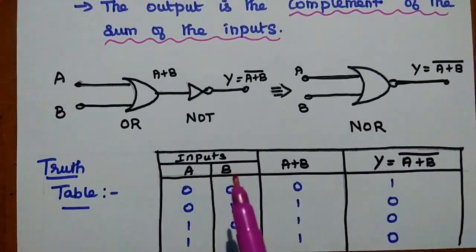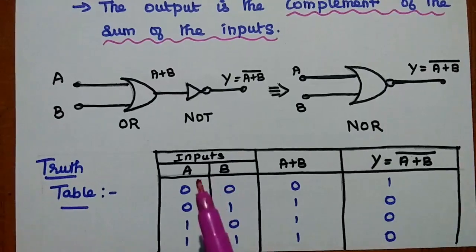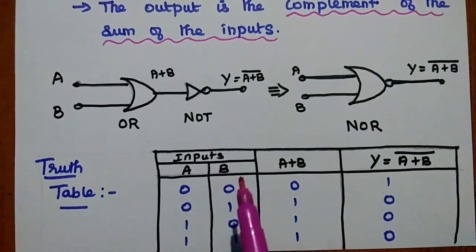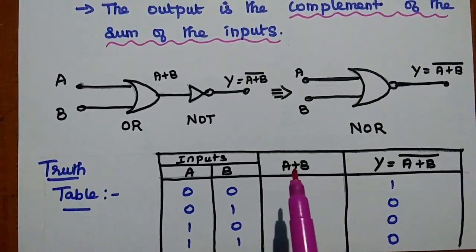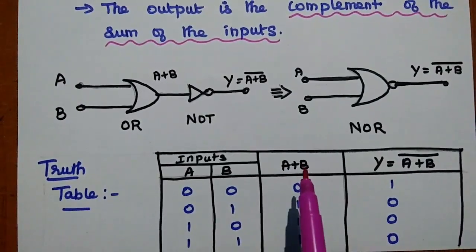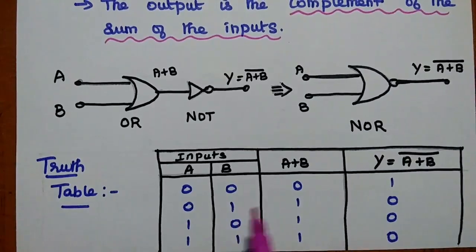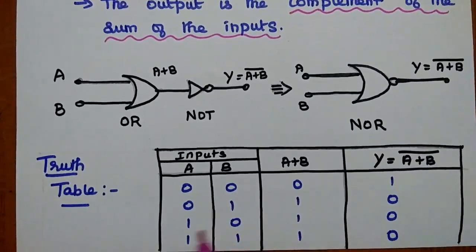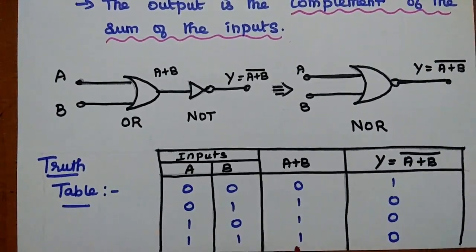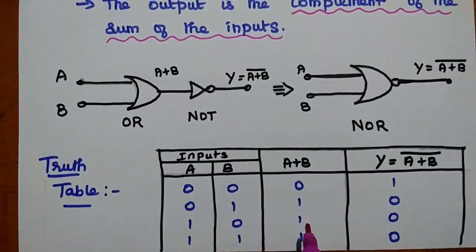The truth table for this NOR gate is: here inputs are A and B. A plus B is the output of the OR gate. 0 plus 0 is equal to 0. 0 plus 1 is equal to 1. 1 plus 0 is equal to 1. 1 plus 1 is equal to 1. This is for the OR gate.